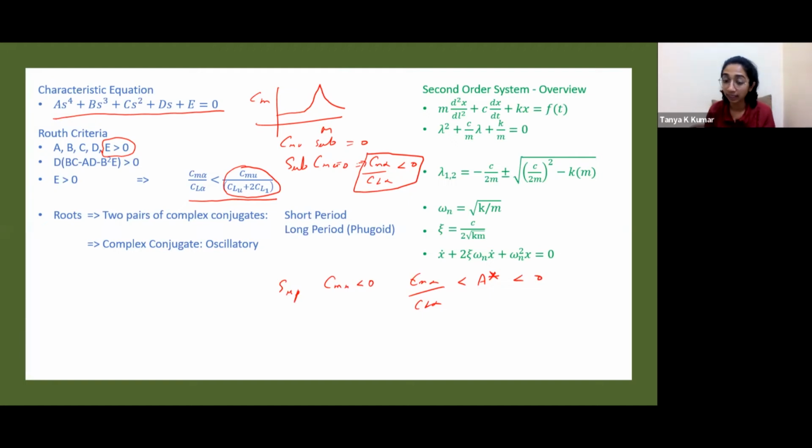What does this tell us? Suppose for a subsonic case, this is your neutral point, your CG can be anywhere ahead of it. It will maintain this condition of Cm alpha by Cl alpha less than 0. For a supersonic case, it should not only be ahead of the neutral point, but this distance should be less than A star. It should not just be less than 0, it should be less than A star. That is the difference between subsonic and supersonic.